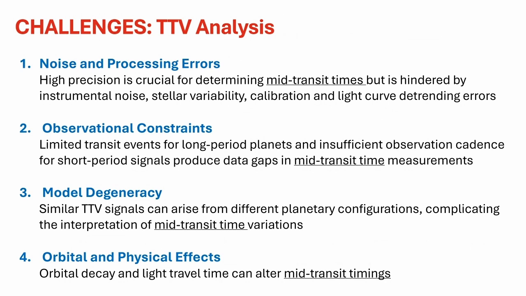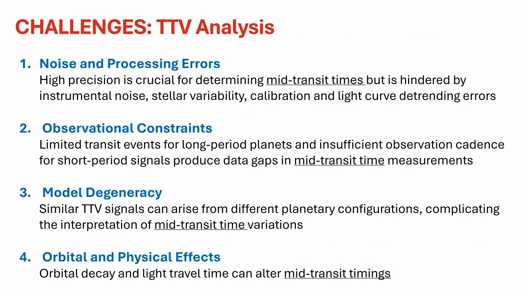Second is obviously observational constraints. Limited transit events are possible for long-period planets, because they only orbit, let's say, every 100 days or 200 days, which means we might not have enough observations. In addition, sometimes telescopes can only take observations every 10 minutes or 30 minutes, and if the period of the exoplanet is really small, that means there could be some gaps in the data, and this can produce a few errors in the measurement of the mid-transit time.